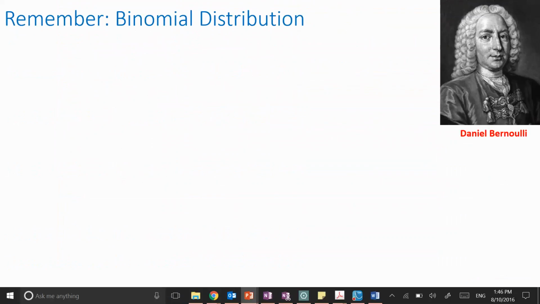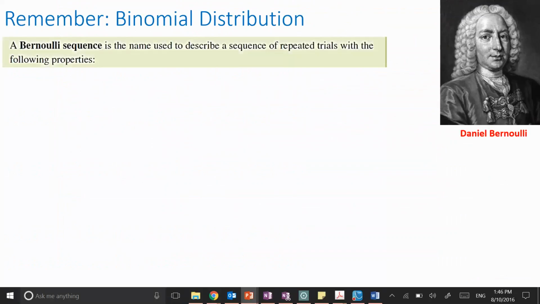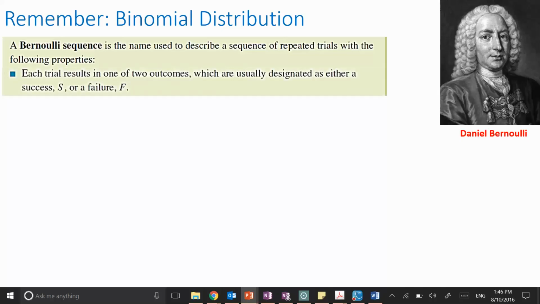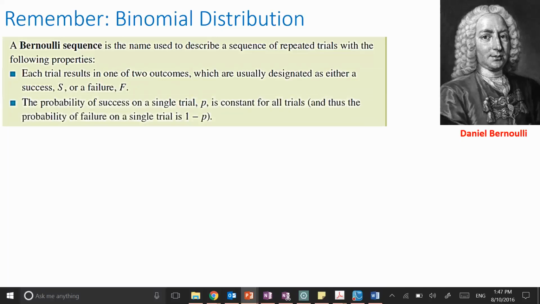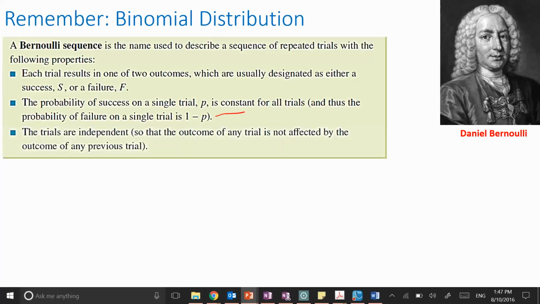Let's just do a bit of a reminder again. Binomial distribution. Remember, it follows a Bernoulli sequence. What is a Bernoulli sequence? Each trial results in 2 outcomes, so you either have it or you don't. Either you get a 3 or you don't. You either succeed or you don't. It's always 2 outcomes. The probability of each outcome that you're looking at is consistent. It is the same throughout, constant for all trials. And then lastly, all trials are independent. What does that mean? It just means that every trial that you do is like a new trial. It doesn't matter what happened before.